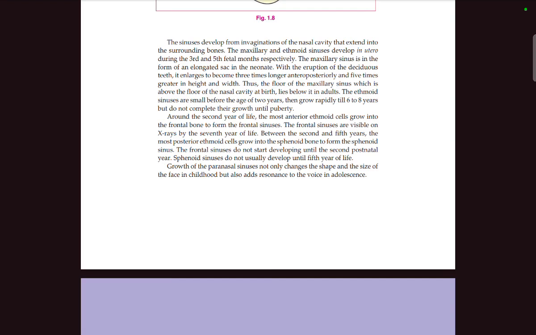Growth of the paranasal sinuses not only changes the shape and the size of the face in childhood but also adds resonance to the voice in adolescence.